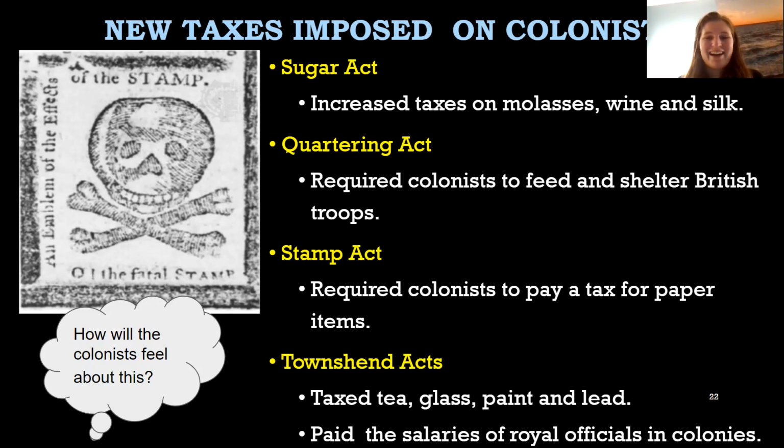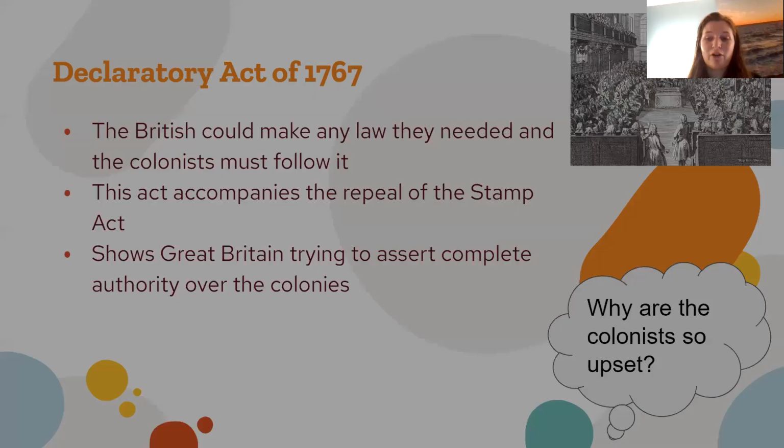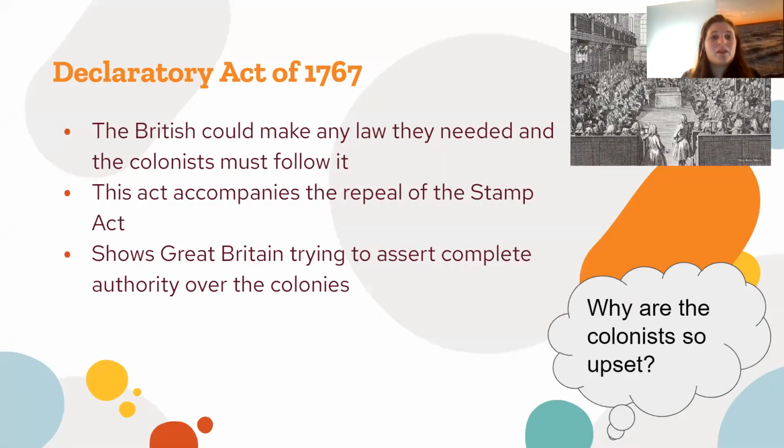The Stamp Act requires colonists to pay a tax for paper items, and the Townshend Acts taxes tea, glass, paint, and lead, and the proceeds from this tax largely pay the salaries of royal officials in the colonies. We've also got the Declaratory Act of 1767. This allows the British to make any act they feel they need, and the colonists must follow it. The Stamp Act is ultimately repealed. We'll talk about that in a moment here.